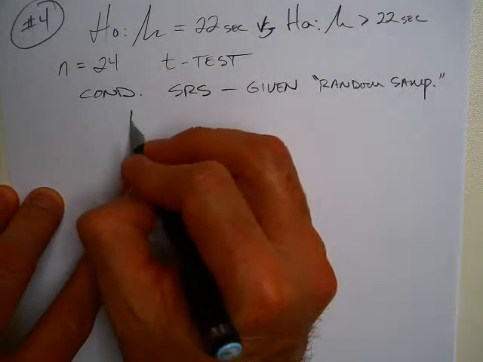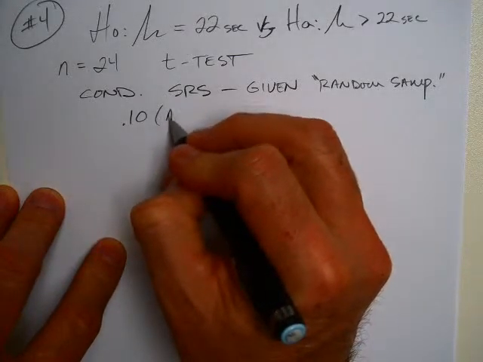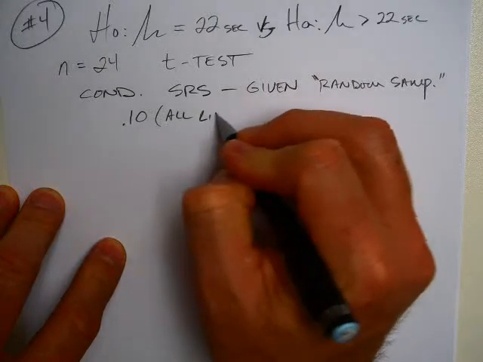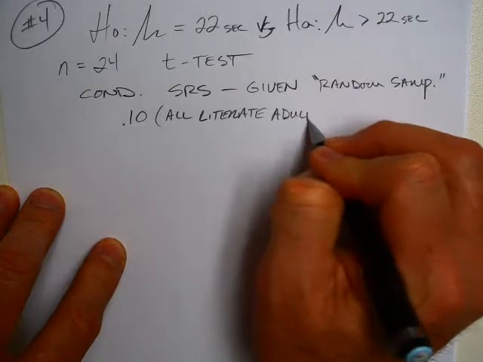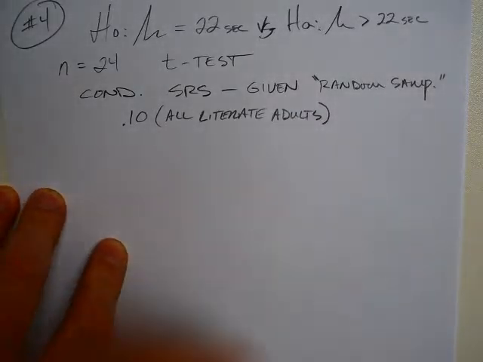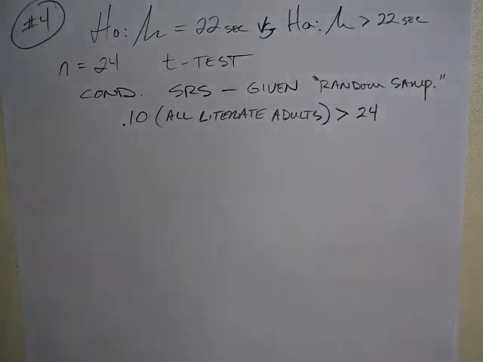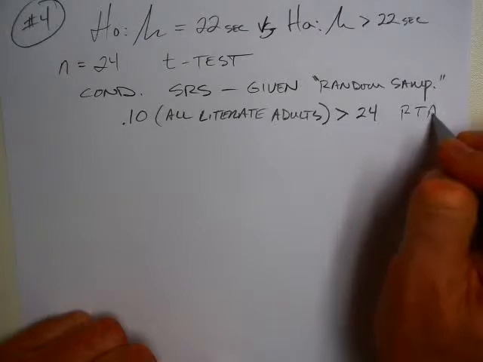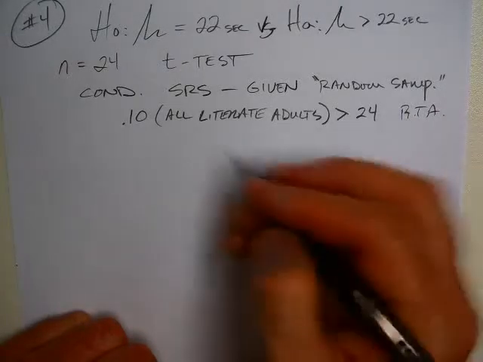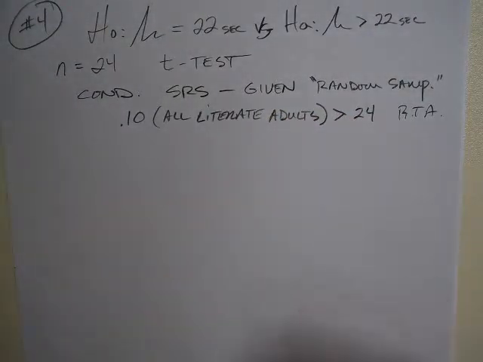Is it reasonable to think that there's more than, let's see, all literate adults, do you think 10% of all literate adults is greater than 24? Yeah, I'm not even sure you need to put reasonable to assume there. That's just sort of like, really? But if you want RTA, reasonable to assume, yeah, I don't think an assumption is even necessary there, to be honest. And then is it normal?